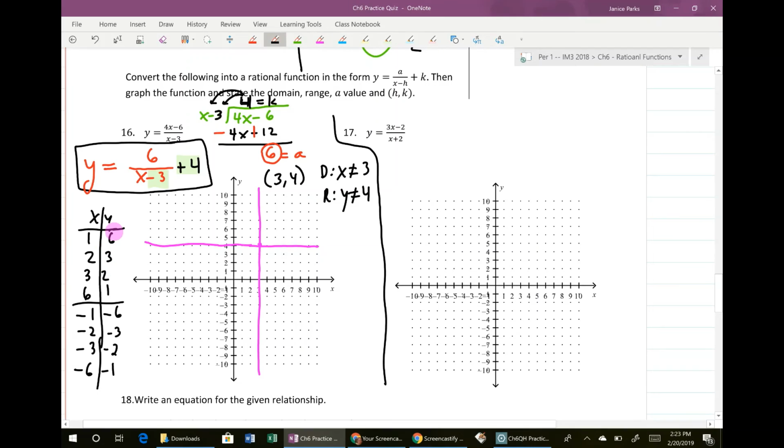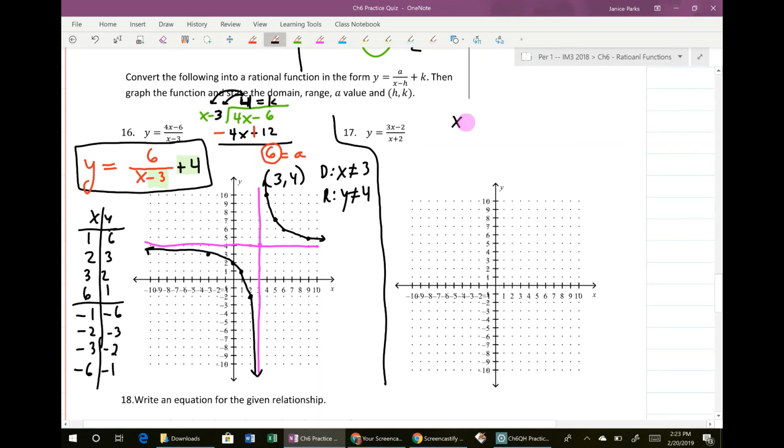And I'm going to plot the points. So 1, 2, 3, 4, 5, 6. Then 1, 2, 3, 1, 2, 3, and 3, 4, 5, 6, 1. Let's graph these. And that's your answer to that.